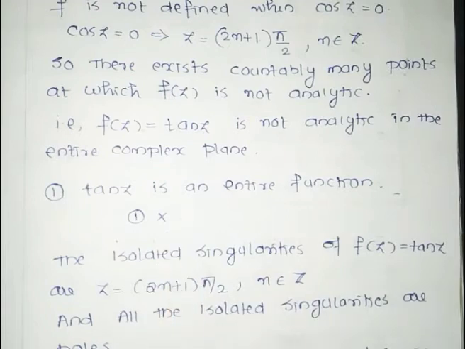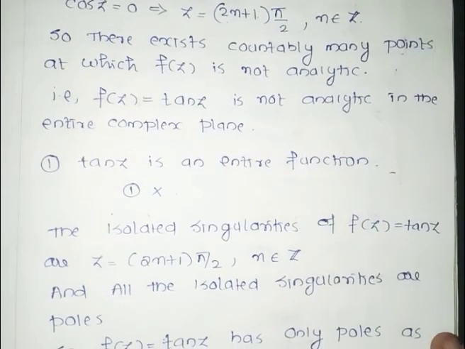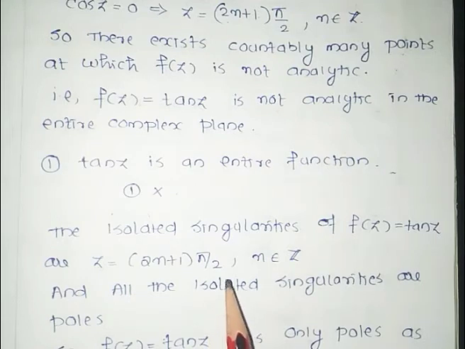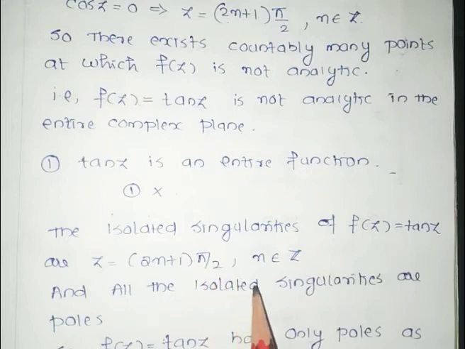Also, the isolated singularities of f of z equal to tan z are z equal to (2n plus 1) pi by 2, where n belongs to Z, because at these points tan z is not defined. And we also know that all the isolated singularities are poles, because the limit as z tends to (2n plus 1) pi by 2 of f of z, which is the limit of tan z, is equal to infinity. Therefore all the isolated singularities are poles.